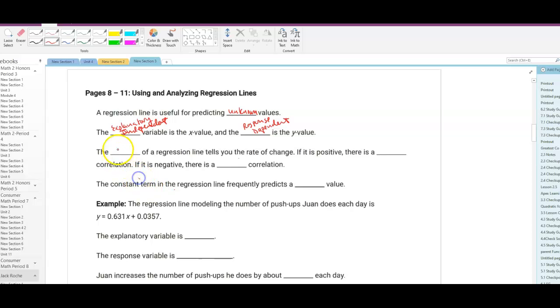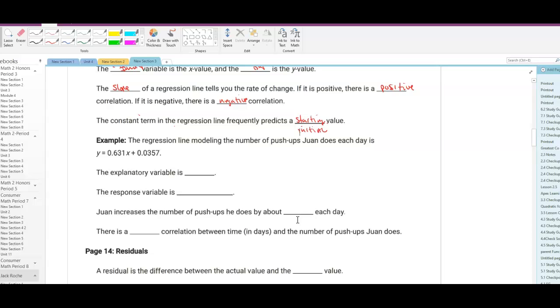Now, the slope of a regression line tells you the rate of change. If it is positive, there is a positive correlation. If it is negative, there is a negative correlation. The constant term in the regression line frequently predicts a starting value, or I prefer to use initial value more. Okay?